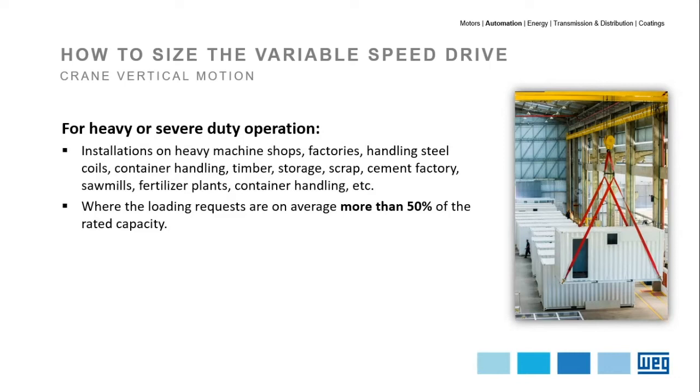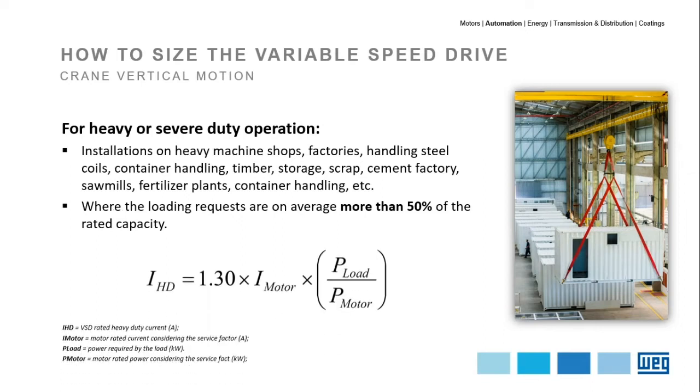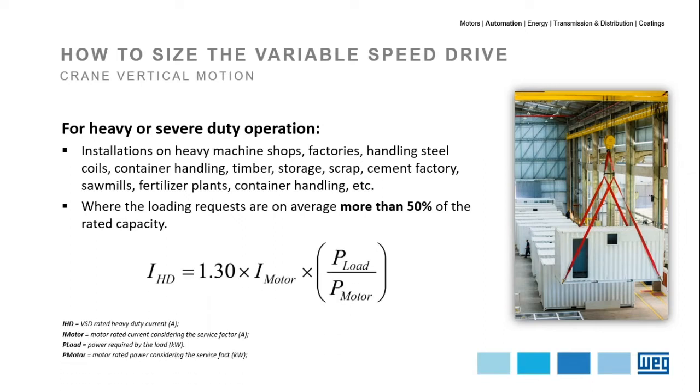For heavy or severe duty operation, such as installation on heavy machines, shops, factories, handling steel coils, container handling, etc., especially where the load requests on average more than 50% of the rated capacity, the following formula is suggested by WEG. The VSD rated heavy duty current is equal to 1.3 multiplied by motor rated current considering the service factor, multiplied by power required by the load divided by motor rated power considering the service factor.